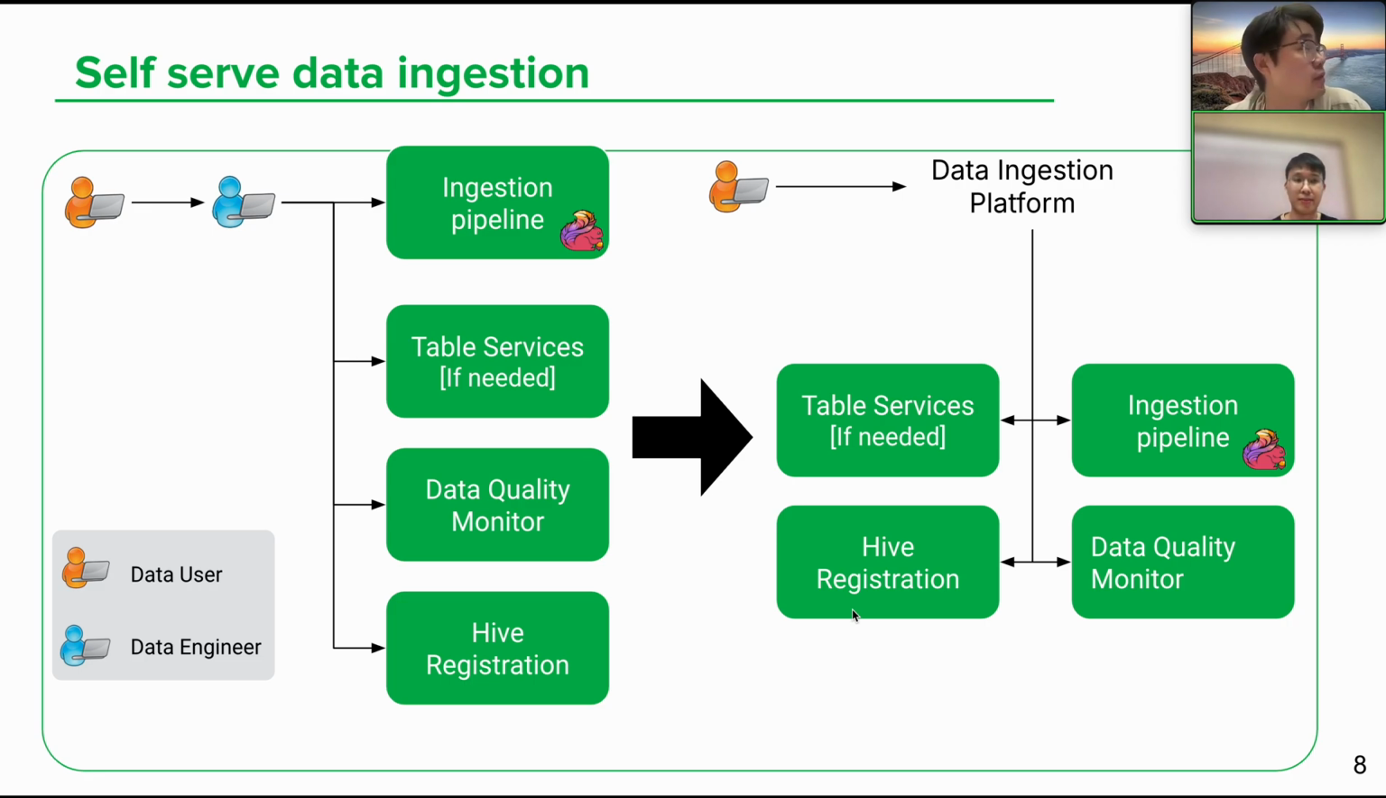Yeah. So this graph is showing the journey that we moved from manual onboarding to the self-service journey. In the initial setup, the data users need to raise a data ingestion request to the data engineers, who have knowledge of Hudi, and they need to manually spin up the Flink ingestion pipelines and Spark table services if needed, MOR tables, and perform Hive registration, and create the corresponding data quality monitors, which you just saw, called Genji.